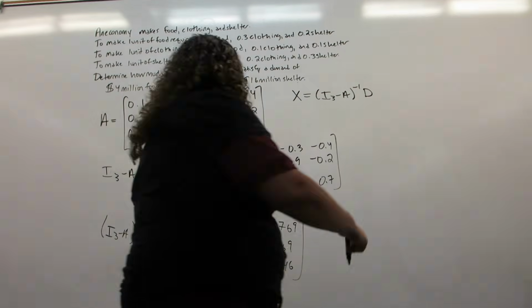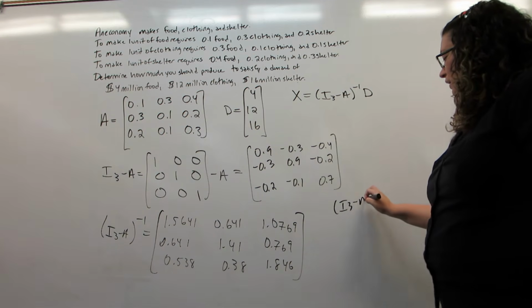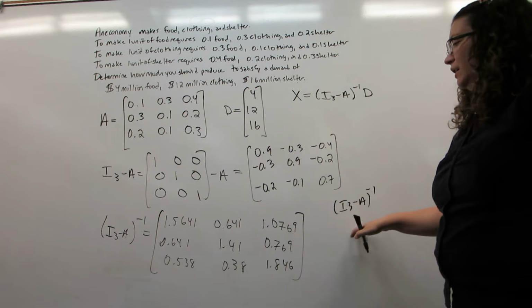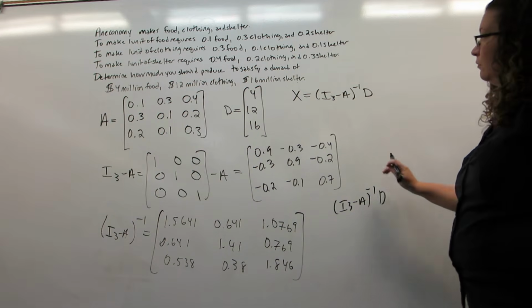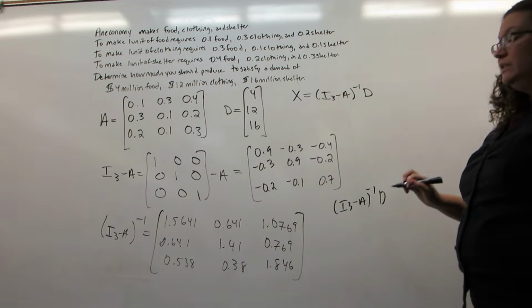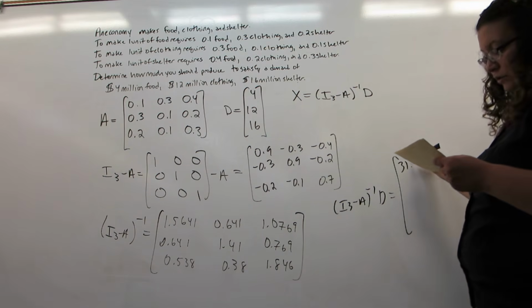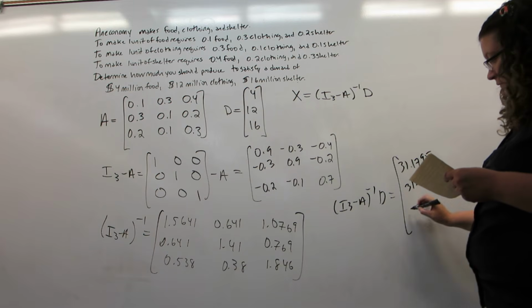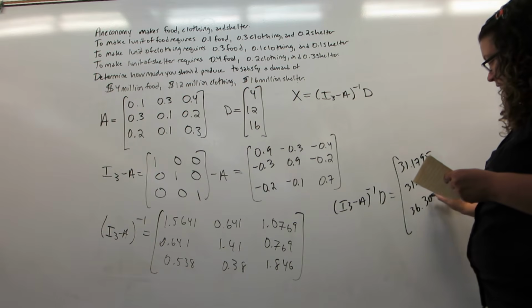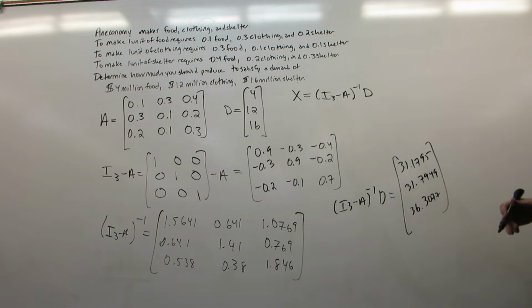Now, our last step is using our calculator to take that matrix here, which again, I'm too lazy to rewrite out, so I'm just going to call it by its title, and multiply it by our D matrix that we already have to produce this matrix. And from here, we can answer the question of how much should be produced.